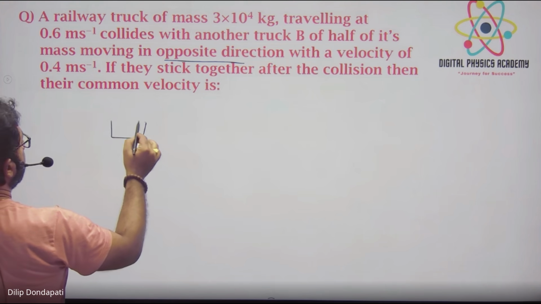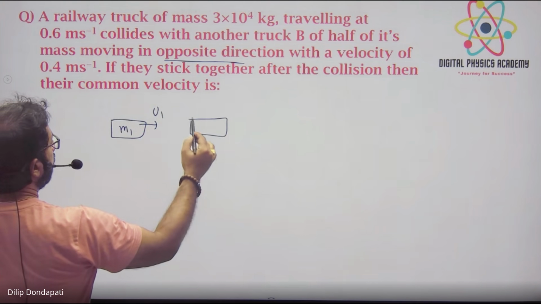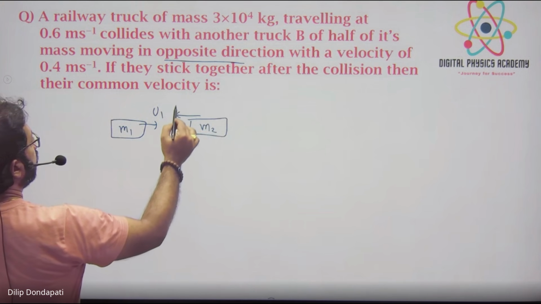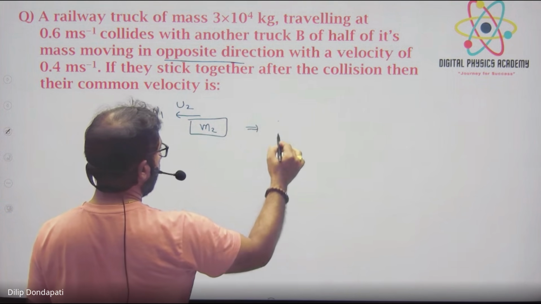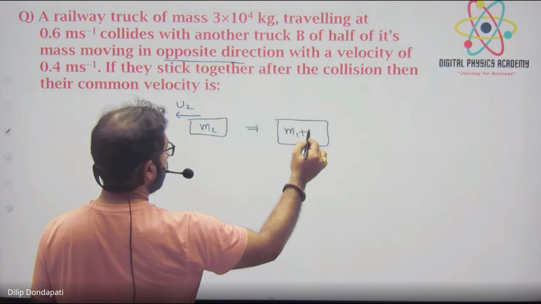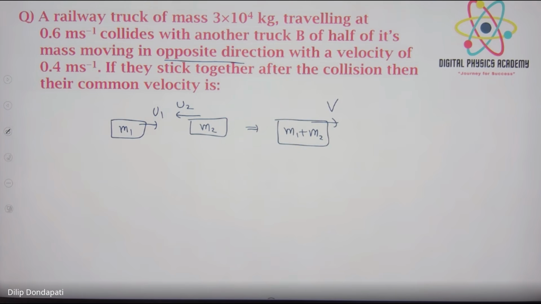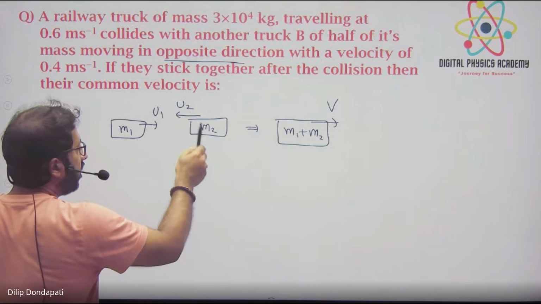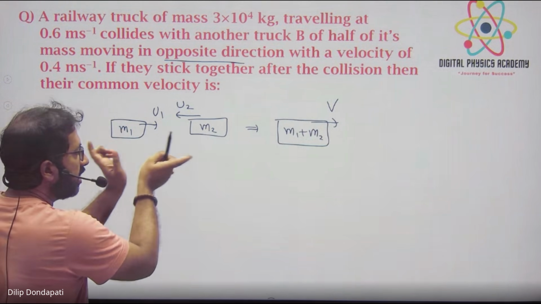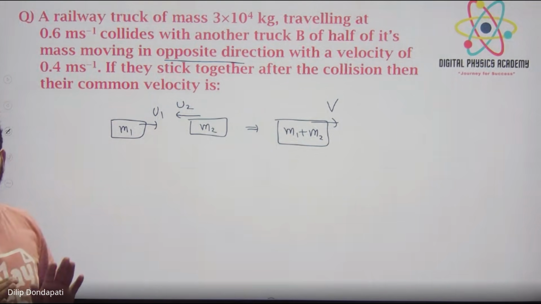So there is a railway truck, some mass m1, moving with velocity u1, and the other with mass m2 and velocity u2, moving in the opposite direction. They attach, and both attached, m1 plus m2, move with a common velocity v. He is asking how much that velocity is. So when it hits, this is applying a force on this, and at the same instant this is also applying a force on this. Their action reaction pair cancel out each other. There is no external force. That's why in this case also we can apply conservation of momentum.